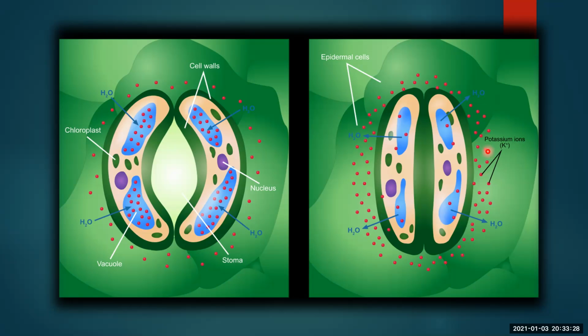Okay, if the solute concentration is more outside, it is hypertonic outside. So water would actually leave because there's low water potential outside right now. Water will leave the cell and this would cause plasmolysis as well. So here you can see.